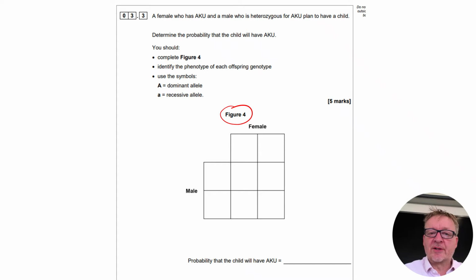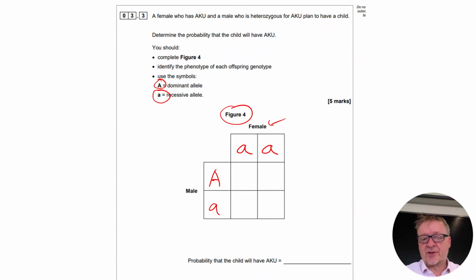So A is the dominant allele, which means they haven't got it. a is the recessive allele, which means they have got it. So a female, let's look at the top one here, who has AKU. If they've got AKU, it must be aa. And a male is heterozygous, so that means Aa and aa are having a child. What's the question? The probability that the child would have AKU.